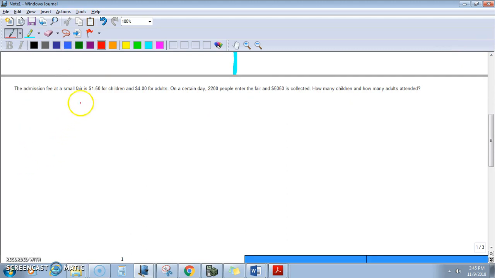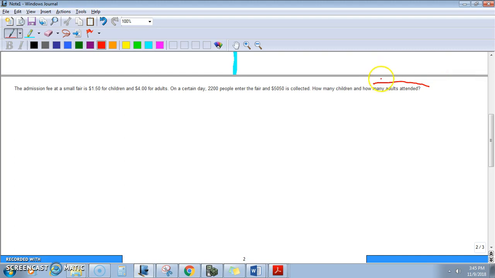Sorry, guys. The admissions fee at a small fair is $1.50 for children and $4 for adults. On a certain day, 2,200 people enter the fair, and $5,050 is collected. How many children and how many adults attended? So I'm going to look at that where the question mark is, right? And I'm going to use that question mark in order to define my variables. Remember, defining your variables is super important when you're solving a systems of equations.